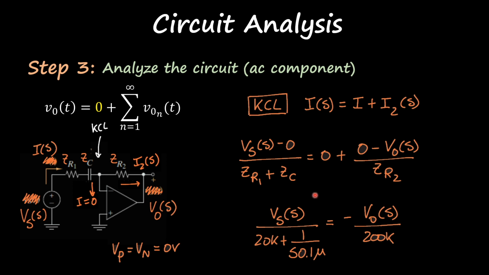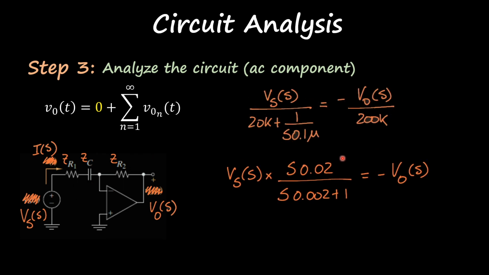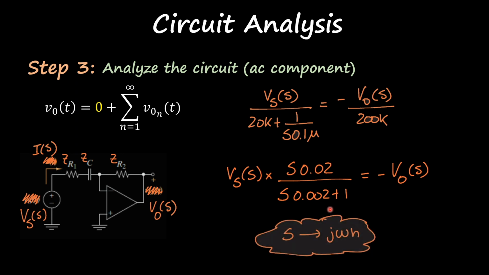Alright, so I substitute the impedances by the respective values, and now if we massage this equation, if we reduce to the same denominator over here, this value here goes up, and then we multiply by 200K and we get the following expression. So now we are at this point that we can substitute S by j omega n.